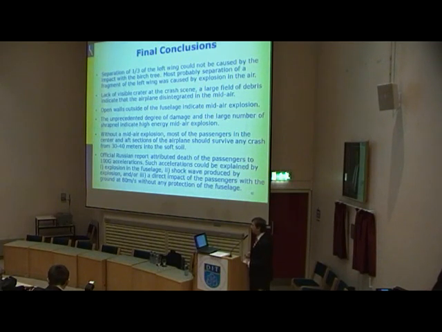Without the mid-air explosion, most of the passengers in the center and in the aft section of the airplane should survive any crash from 30 to 40 meters into soft soil. The official Russian report attributes the death of the passengers to 100G acceleration. Such acceleration could be explained by an explosion in the fuselage, the shockwave produced by the explosion, and direct impact of the passengers with the ground at 80 meters per second without any protection of the fuselage. And this is all. Thank you.